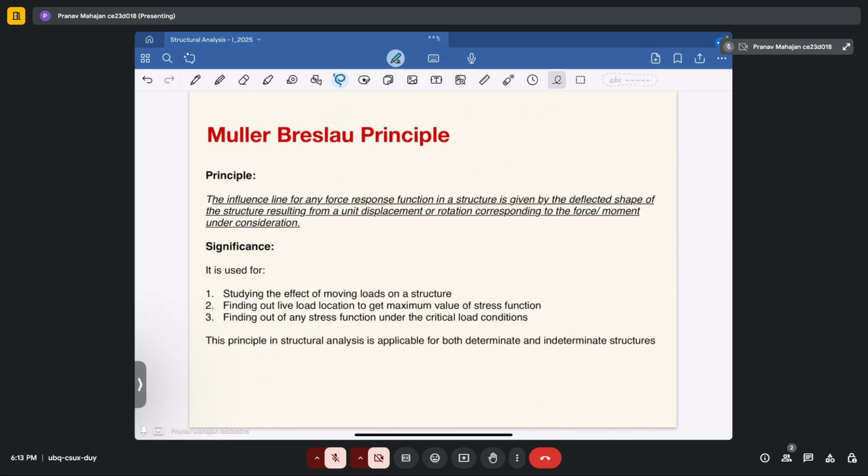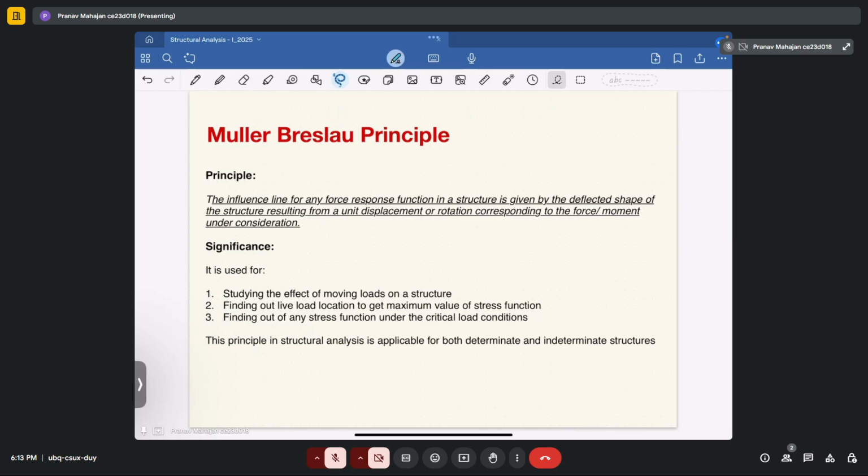We will give a unit displacement to that particular support, and due to that unit displacement, how the beam changes its shape will give you the influence line diagram for that beam. Okay, so this is the general principle related to the Muller Breslau principle. It is based upon the reciprocal theorem, or you can say Betti's theorem.